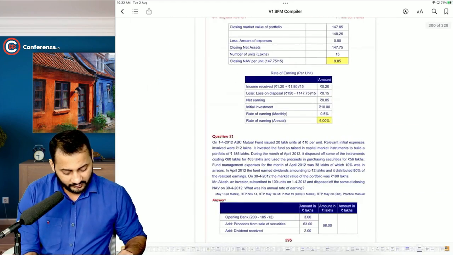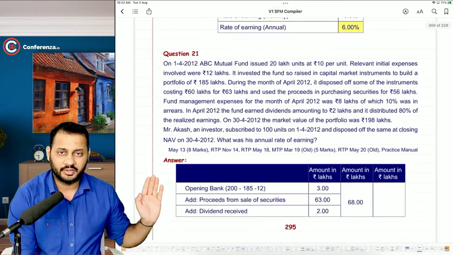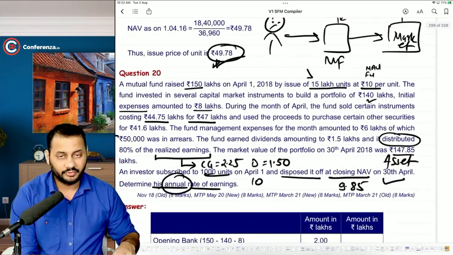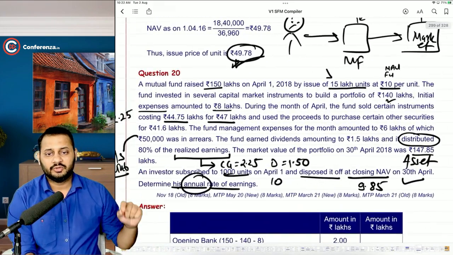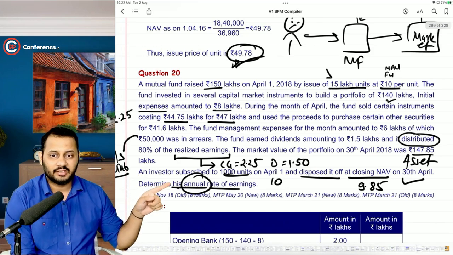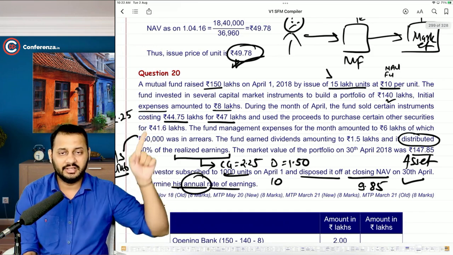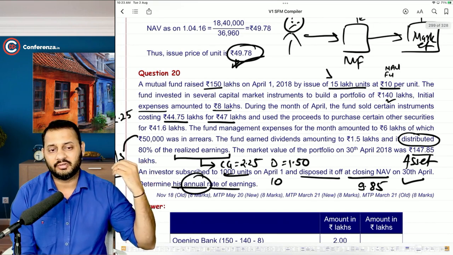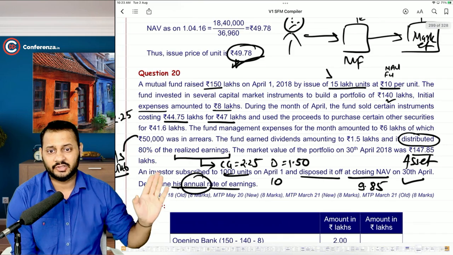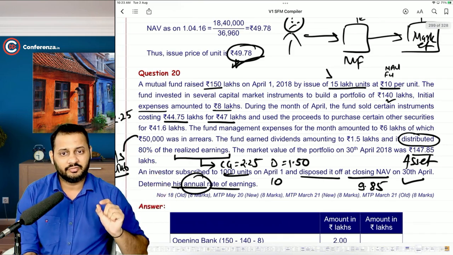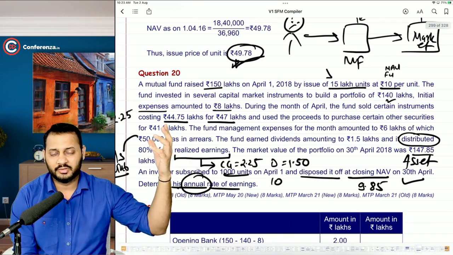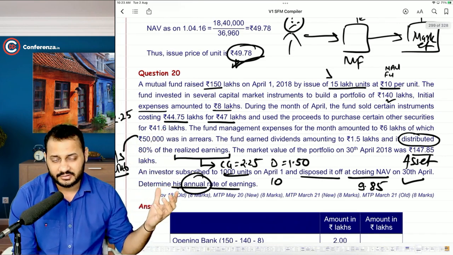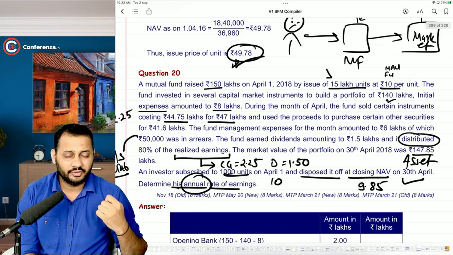Question number 21 is similar to question number 20. The one thing that you need to understand is where the students are going to make mistakes. I will tell you. The students are going to calculate the monthly earnings, and they are going to finalize that earning itself as an annual earning. So you need to be very careful about the period for which the data is given and the period for which the earnings has been asked. This is where you need to be careful.